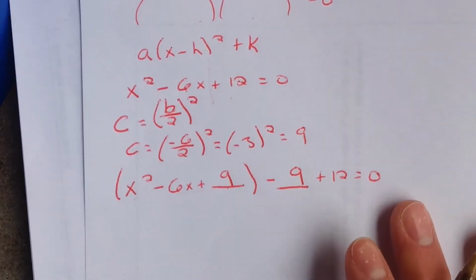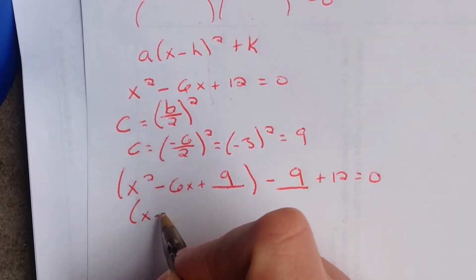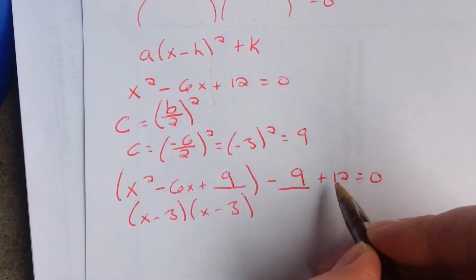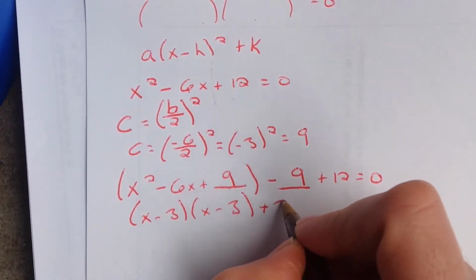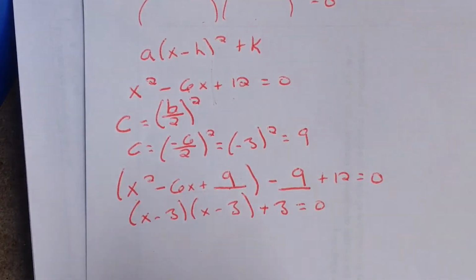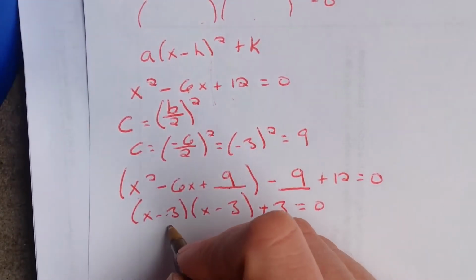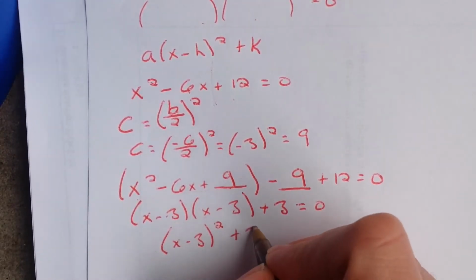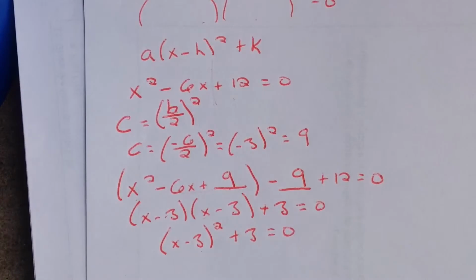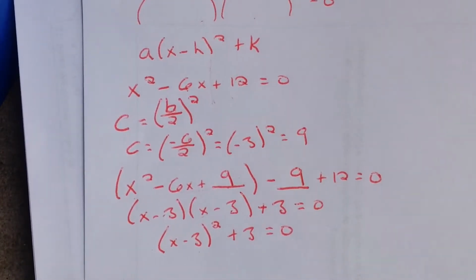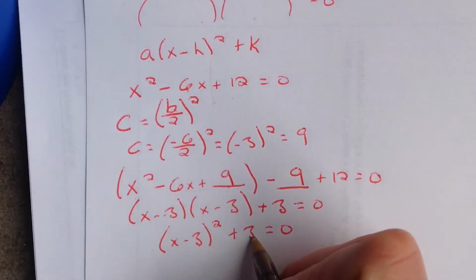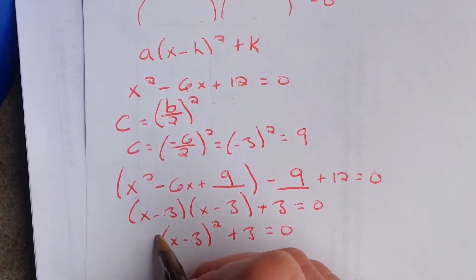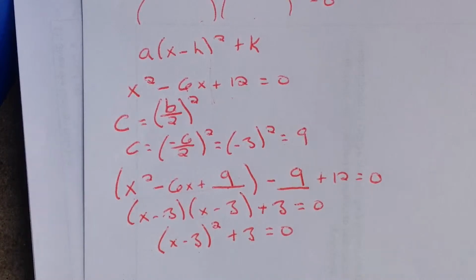But this factors into x minus 3, x minus 3. These two on the outside combine to make plus 3. Since we have two identical binomials, we can say (x minus 3) squared plus 3 equals 0. Notice this is now in vertex form, our vertex being (3, 3), and our quadratic opening up because it has a positive first term.